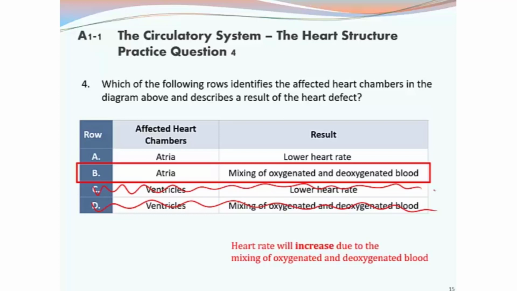One thing that we see though is that heart rate will increase because the heart is responding to that mixing of the oxygenated and deoxygenated blood. So it's not going to be A, but regardless of whether you knew whether the heart rate would increase or decrease, we're looking for the best answer. And B provides a 100% sound answer that all students in Science 30 would be able to say there is a correct answer, and B is your answer.